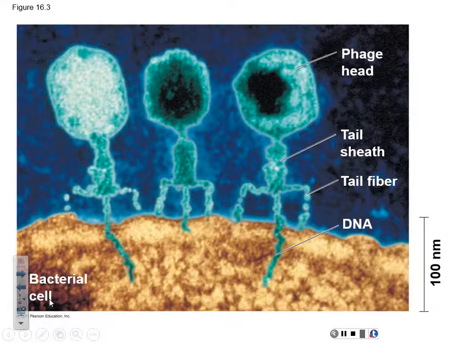Guess what? They find the S35 is all outside the cells. Okay? No S35 gets inside the cell in 15 to 30 minutes. And they find that the P32 is inside the cells that have been infected. All right? So the first thing that happens in infection when T2 infects an E. coli is it squirts its DNA into the cell and the protein stays around on the outside.